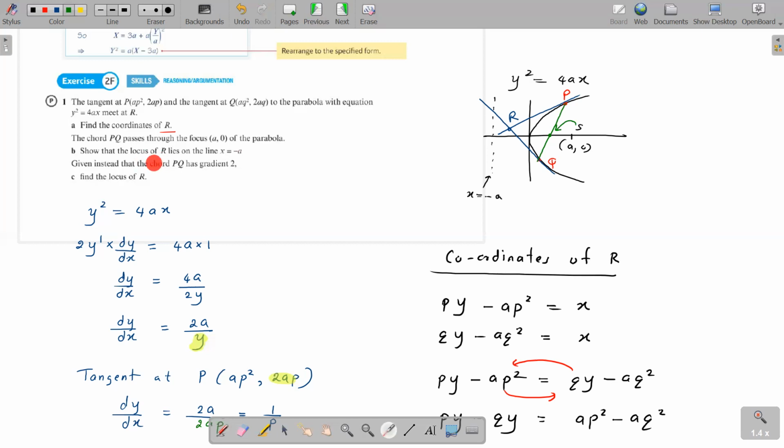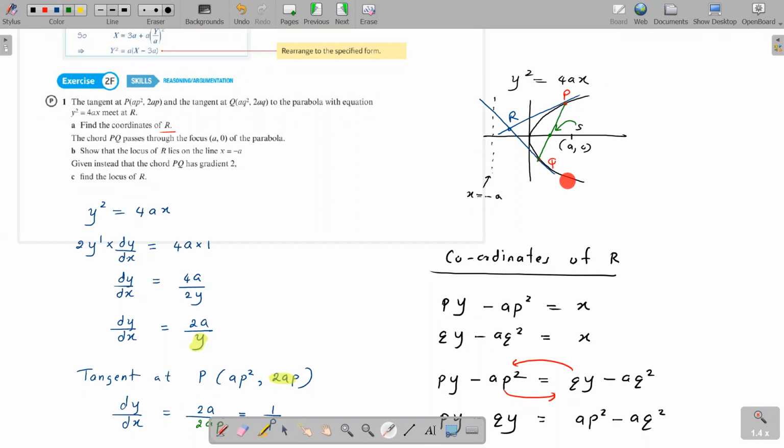What do you mean by the locus of R? Now you know R is the place where the two tangents meet, right? They are asking you to show the locus of R. The locus means it's like a path. So that means this point R is not fixed here. Why? Are the points P and Q fixed? No, the points P and Q move, right?